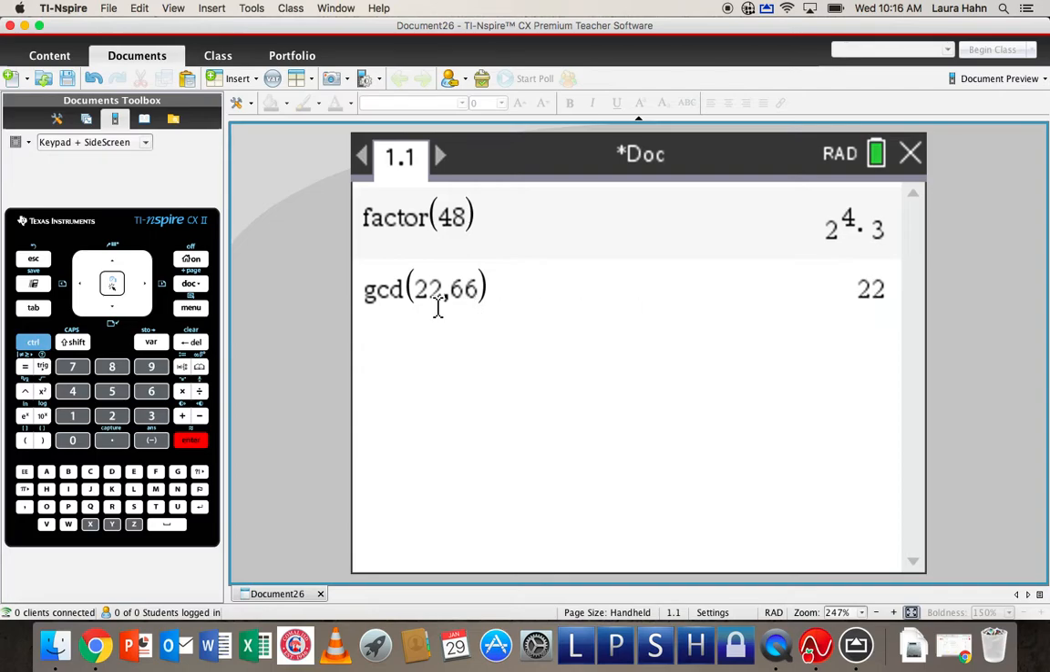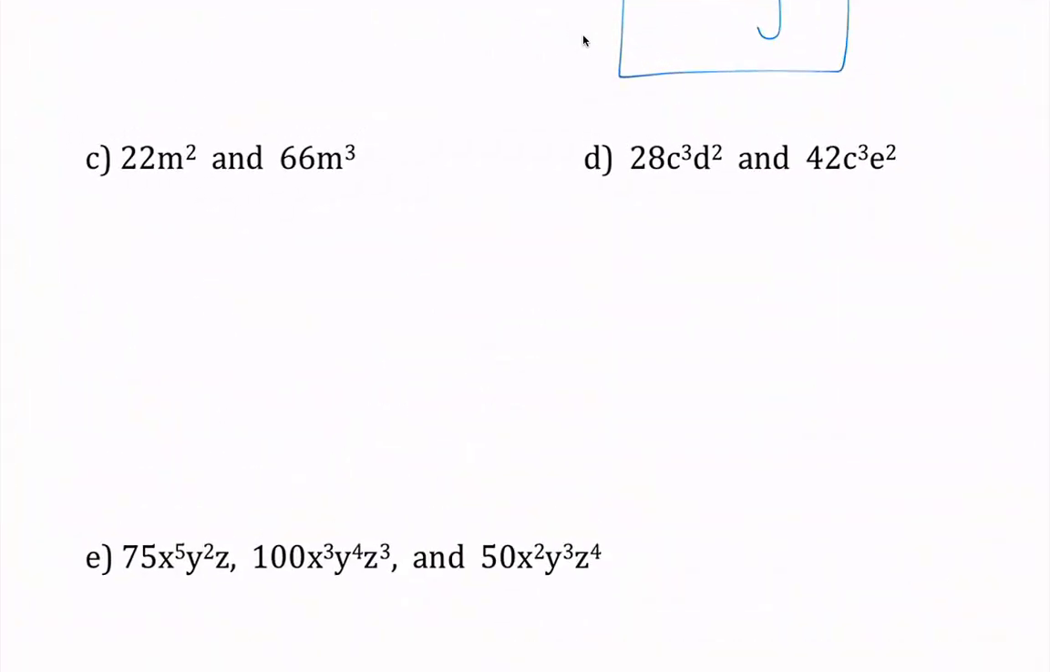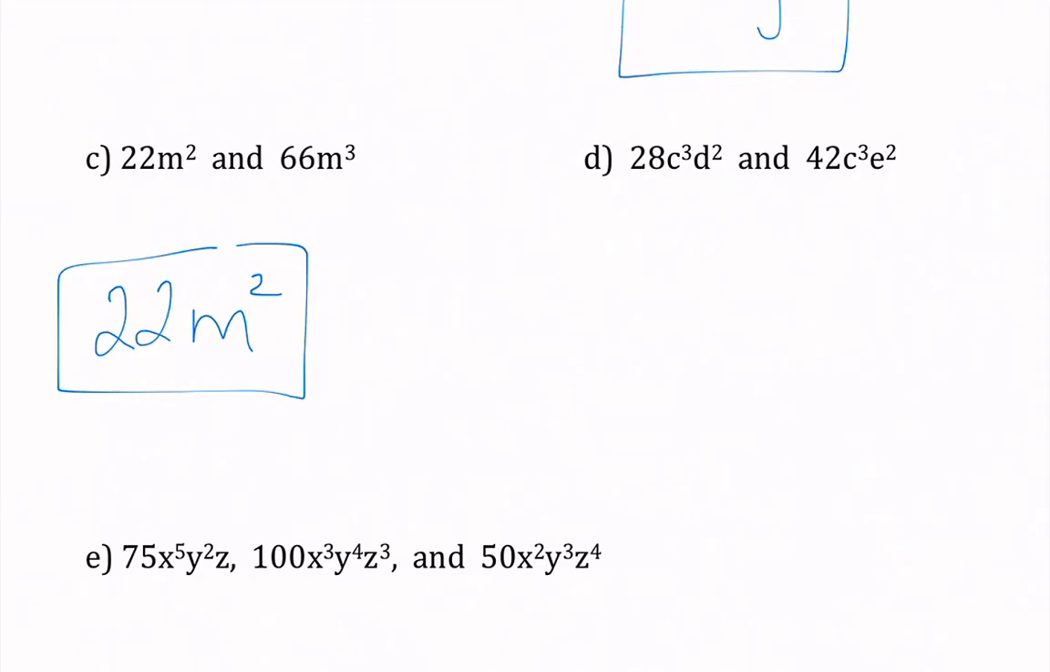So I know this is going to tell me the greatest number that goes into both of those. So 22 goes into 22. 22 also goes into 66. All right, this one has m squared. This one has m to the third. Okay, so I know that this one has an m times m. This one also has an m times m. So I know they also have an m squared in common. So their greatest common factor is 22 m squared.